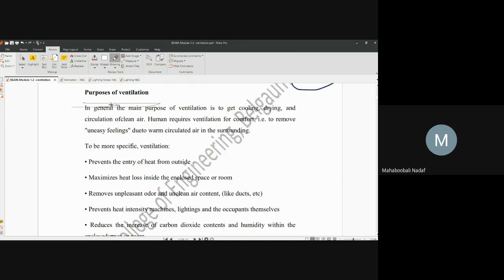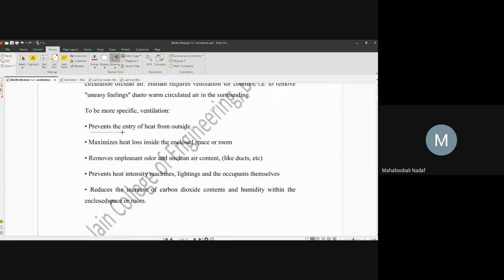Purpose of ventilation, a standard question may be there. Prevent the entry of heat from outside, or to control the increase of heat, to control the decrease of heat. Both ways it is possible. Maximize the heat loss inside. These things are explained for a warm zone, but that should not be there in cold countries. No, there you need to maintain the heat. So these are subjective in nature. These are called subjective principles. Generally, when you are writing it in an exam, you have to write like this: prevent the heat from outside.